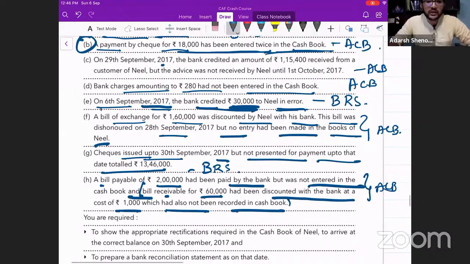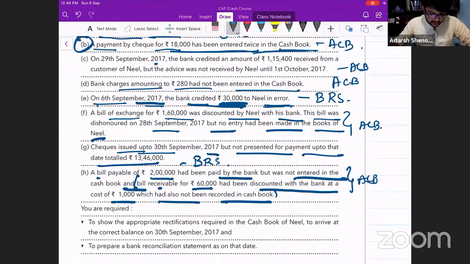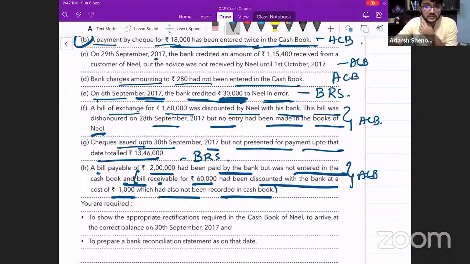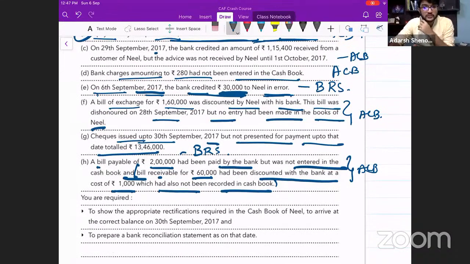Checks issued up to 30th September 2017, but F will not come because it was already a registered cash book item. G. Checks issued but not presented for payment. Can you tell me what we should do about this? Which book has moved because of this? The cash book has moved upwards or downwards? Downwards, it has moved downwards.